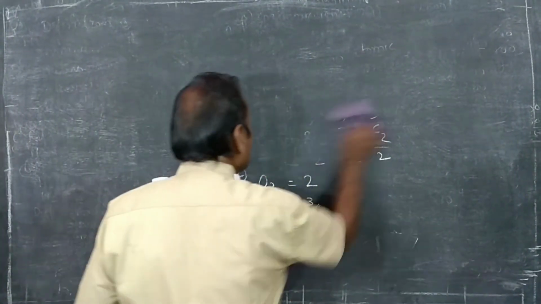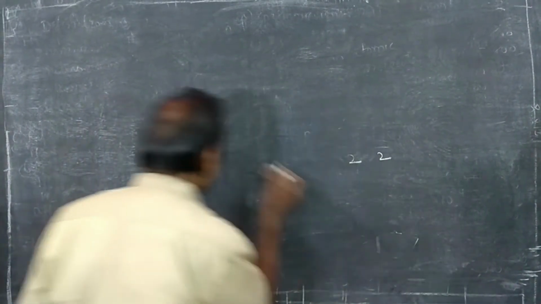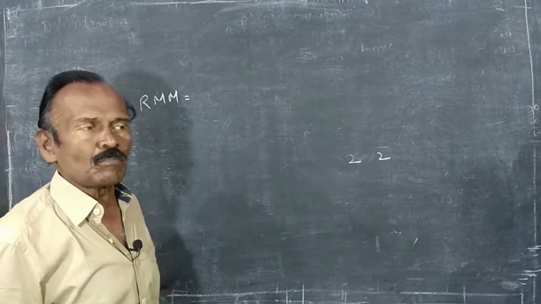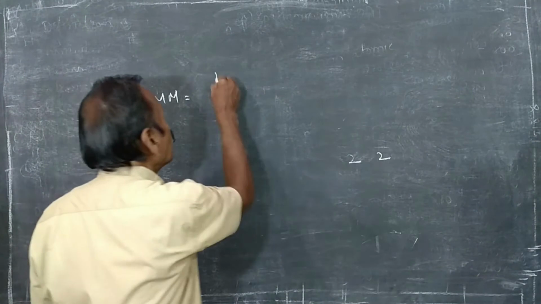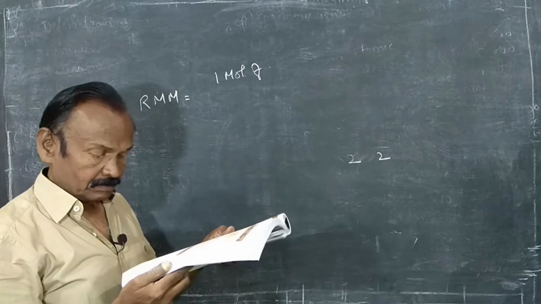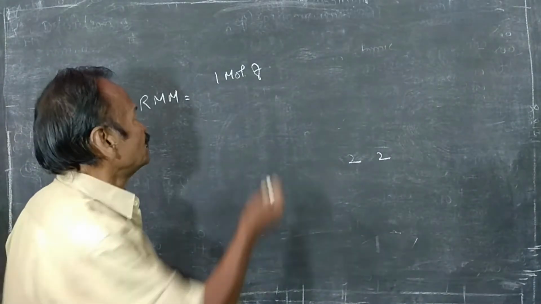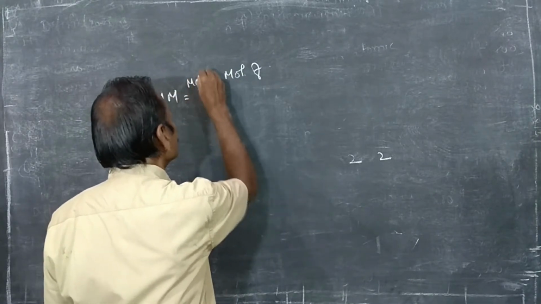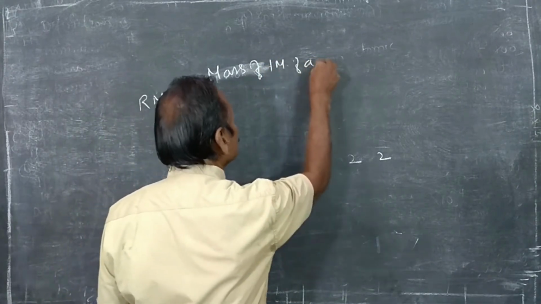What is relative molecular mass? It is the ratio between the mass of one molecule of a substance.